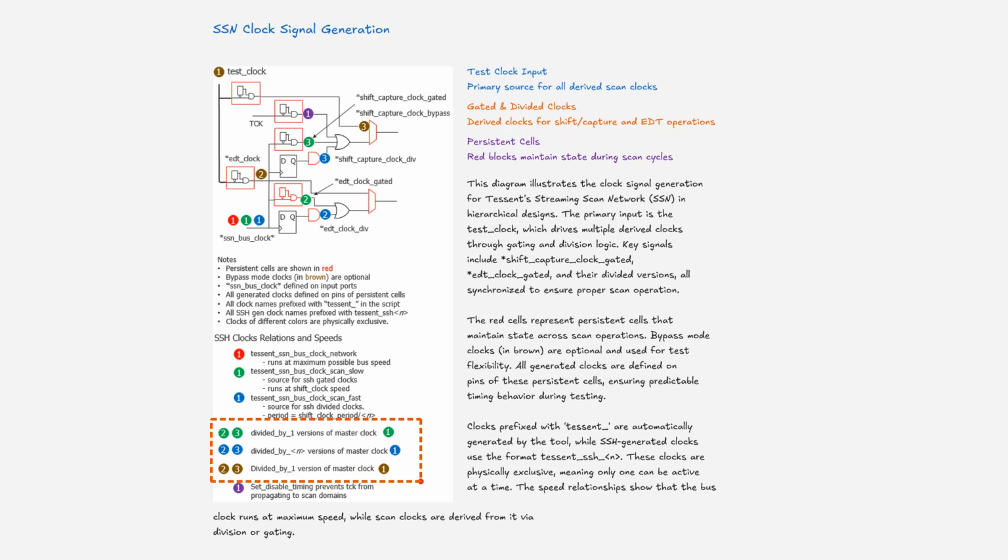Bypass mode clocks, in brown, are optional and used for test flexibility. All generated clocks are defined on pins of these persistent cells, ensuring predictable timing behavior during testing. Clocks prefixed with Tessent are automatically generated by the tool, while SSN-generated clocks use the format Tessent SSN. These clocks are physically exclusive, meaning only one can be active at a time. The speed relationships show that the bus clock runs at maximum speed, while scan clocks are derived from it via division or gating.